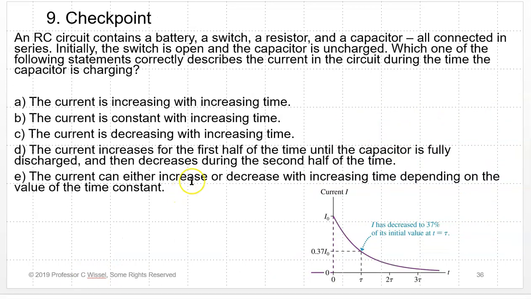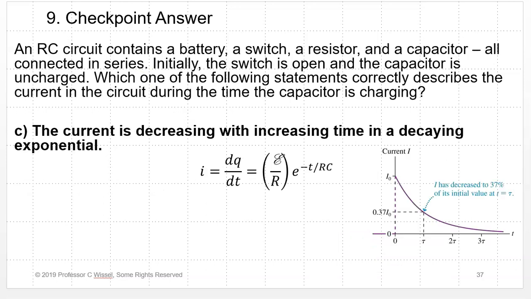An RC circuit contains a battery, a switch, a resistor, and a capacitor, all connected in series. Initially, the switch is open and the capacitor is uncharged. Which one of the following statements correctly describes the current in the circuit during the time the capacitor is charging? Well, the current is always a decaying exponential, so it decreases. So I equals E over R times e to the minus T over RC. So it's a decaying exponential.